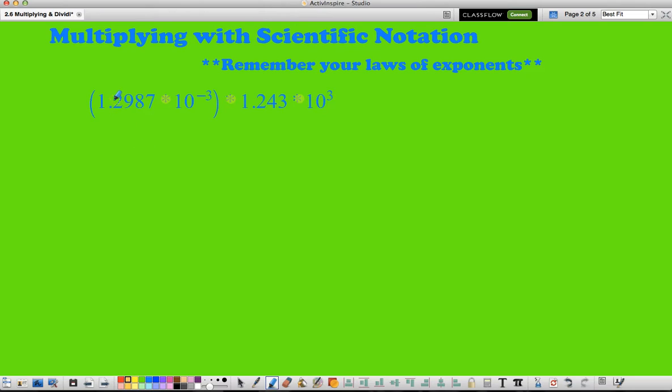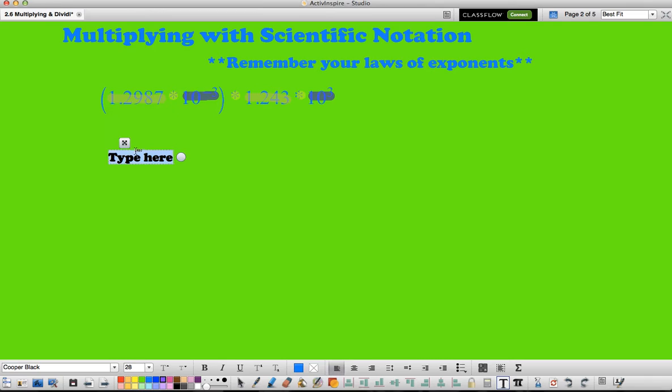So what I'm going to do is put together like terms. Like terms are numbers that are the same in regards to their properties. So like 1 and 2,987 thousandths is similar to 1 and 243 thousandths. Neither of them have variables, neither of them have exponents, okay, so they are like terms. And then I have 10 to the third power and 10 to the negative third power that are also like numbers or like terms. So I'm going to rewrite this and put my like terms together to make my multiplication a little bit easier to do.